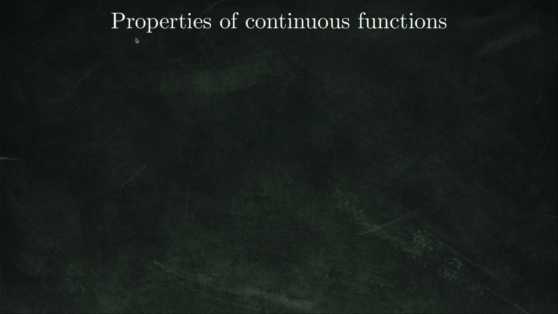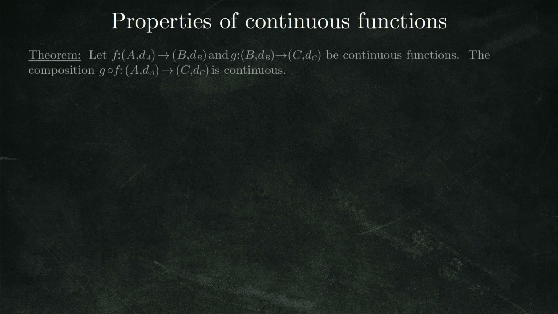Let's now look at some properties of continuous functions. The two theorems I'm going to present both have their proofs in the booklet, so when I put them up, pause the video and read through the proofs. So the first theorem is that if f and g are both continuous functions, then the composition g after f is also continuous. Again, the proof for this is in the booklet. Okay, now you've read through that.